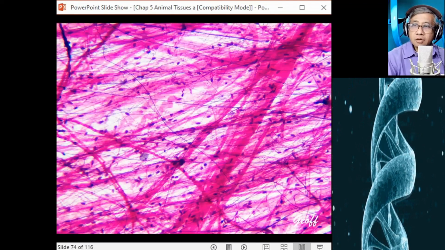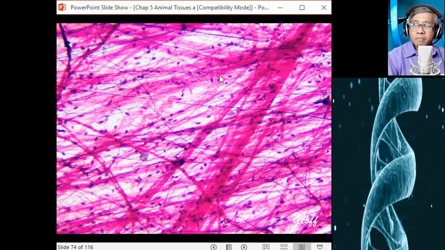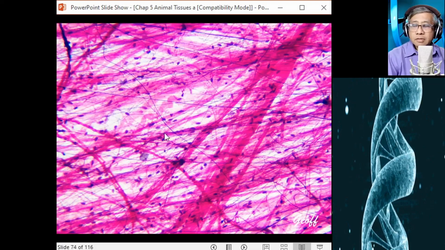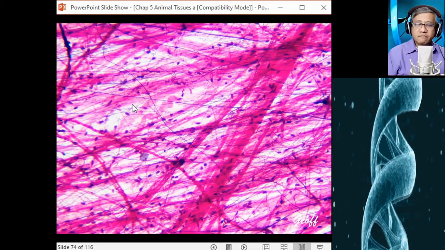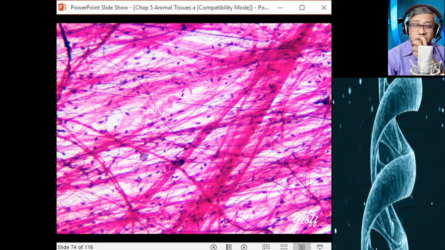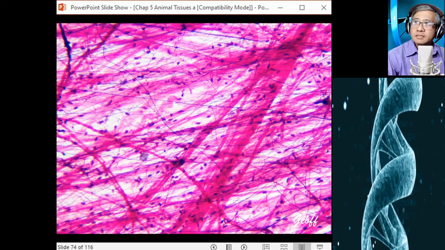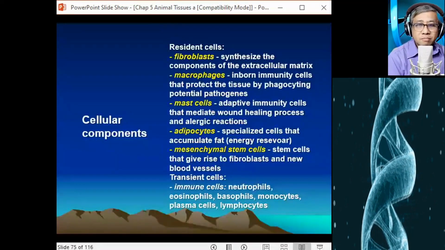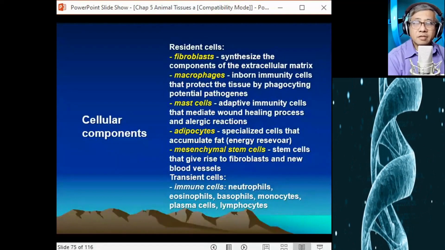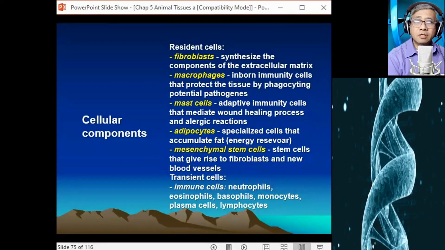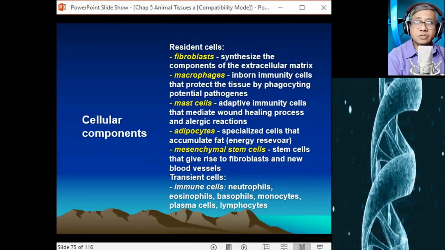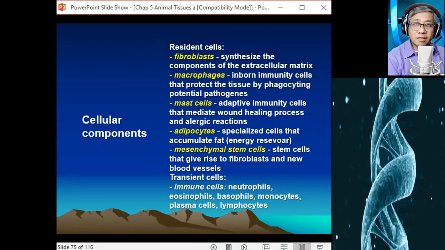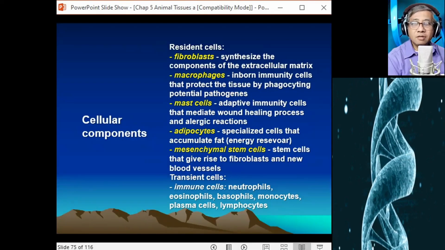Again, the red ones, the thick ones, those are the collagen fibers. The purple thin fibers are the elastic fibers. You can see the mast cells and the fibroblasts. Alright, so these are the cellular components that make up the areolar connective tissue. So, I also put their functions here, guys. When we say resident cells, these are what we really see in areolar connective tissue.